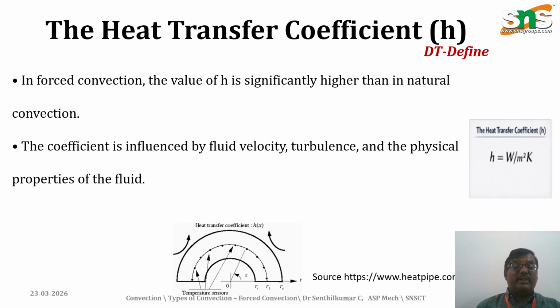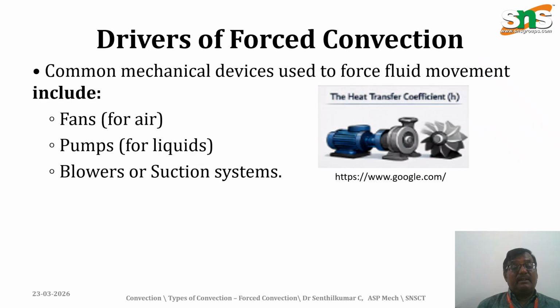The heat transfer coefficient H is a very important concept in heat transfer. In forced convection, the value of H is significantly higher than in natural convection. It is indicated by the unit watts per meter square Kelvin. The coefficient is influenced by fluid velocity, turbulence, and the physical properties of the fluid, which we can see in this simple sketch. Going to the next slide, the drivers of forced convection are fans, pumps, blowers, and suction systems. We have seen this already.